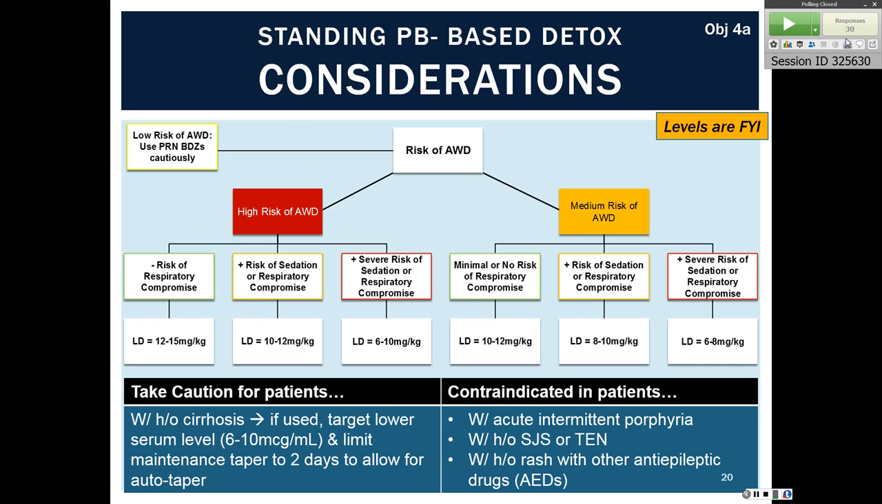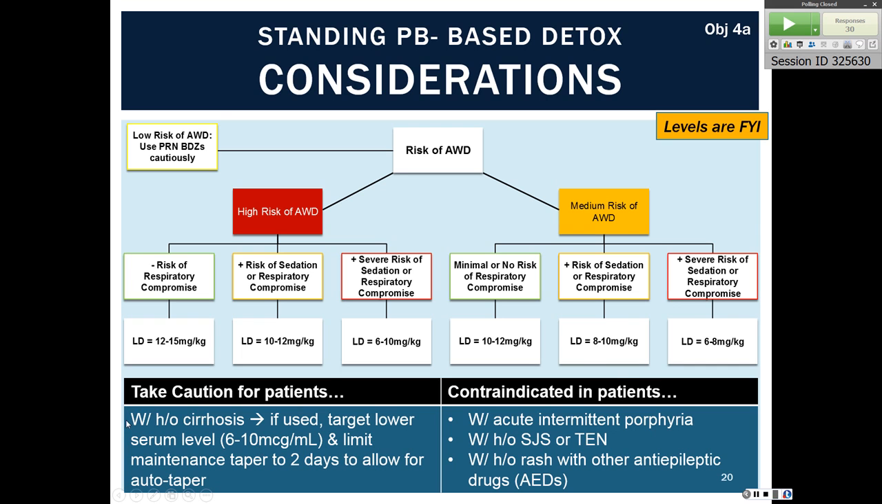So, things to consider with phenobarb. I have this here because this is the protocol that we use at MGH. You don't need to memorize it. The levels are FYI, so you don't need to care about, well, if they're at low risk for respiratory compromise, then we should be targeting 12 to 15. Don't worry about that. Just think about the cautions and the contraindicated things, and do that for each of the different pathways.